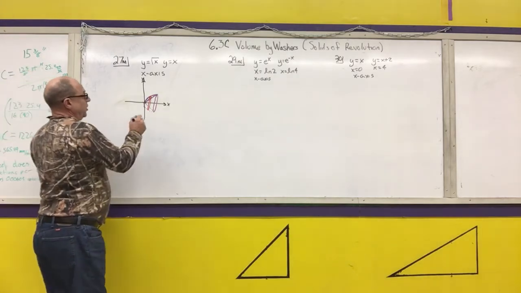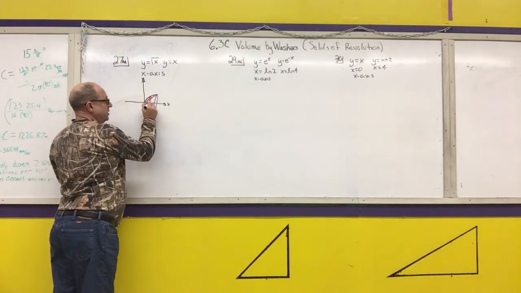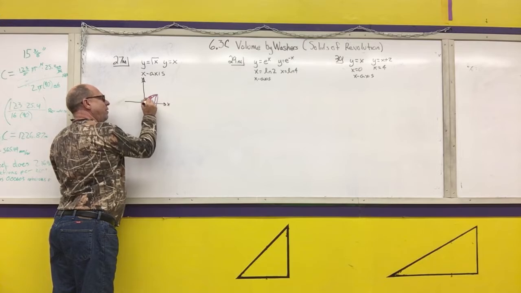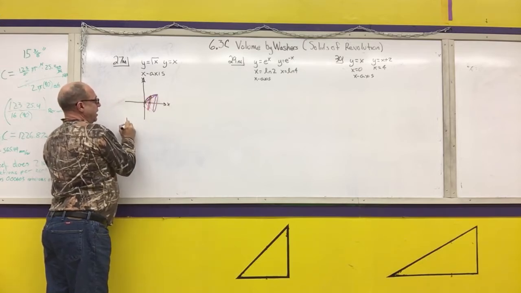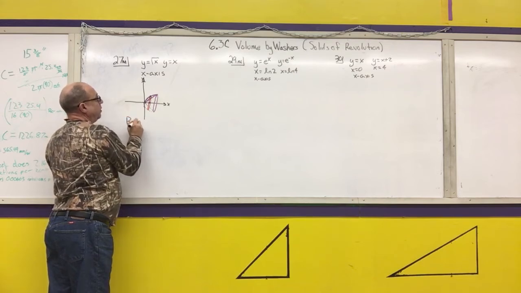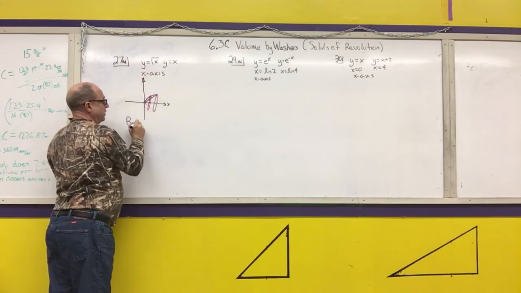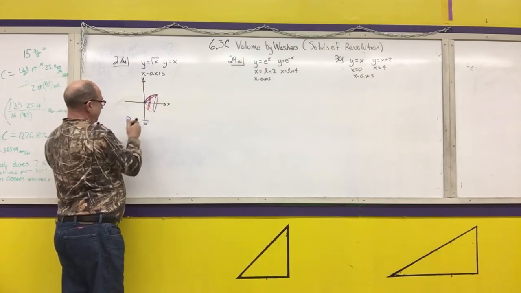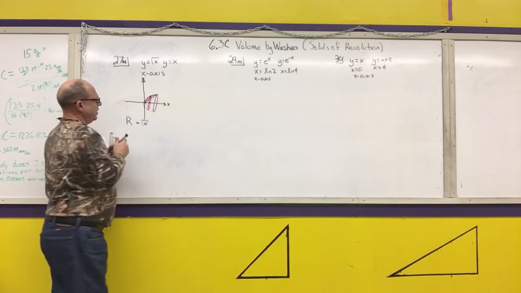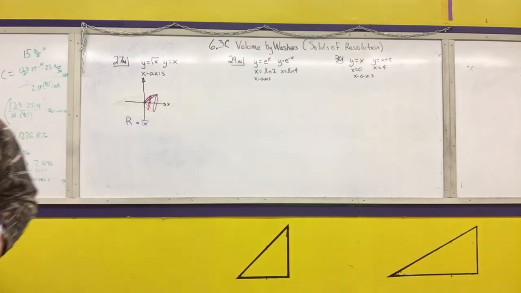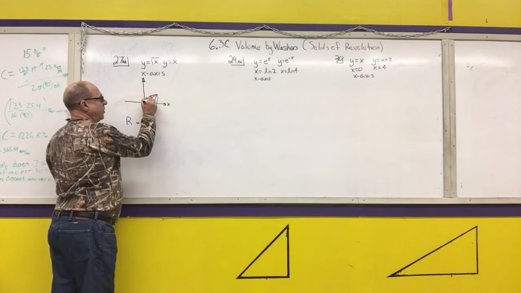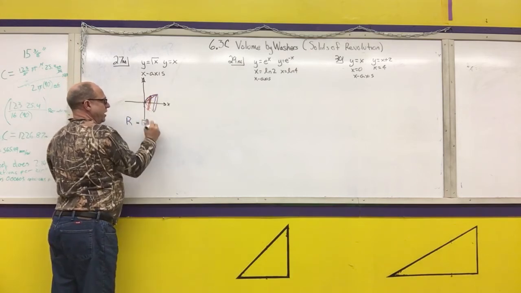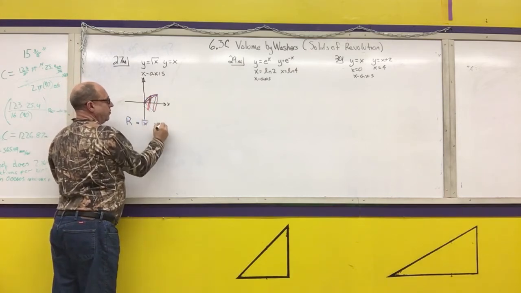So what I want to do is go from the center of rotation as far away as I can and touch that outer curve and figure out what that is. So the outer curve is my big R, and that is the square root of x. Then I want to figure out what my inner radius is. My inner radius is the distance between my center of rotation and the first curve I hit. My inner radius is the y equals x curve.